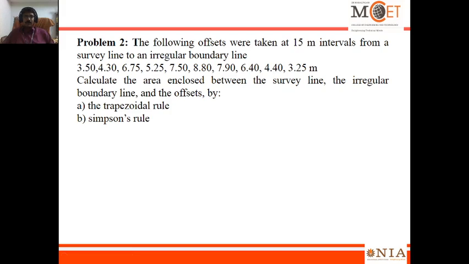And the next problem: the following offsets were taken at 15 meter interval from a survey line to an irregular boundary line. Here the number of offsets given is 10 ordinates. So I hope Simpson's rule is not applicable directly. If required, we have to use the combination of trapezoidal and Simpson, right? So we will solve this also, first by trapezoidal alone, then Simpson plus trapezoidal.